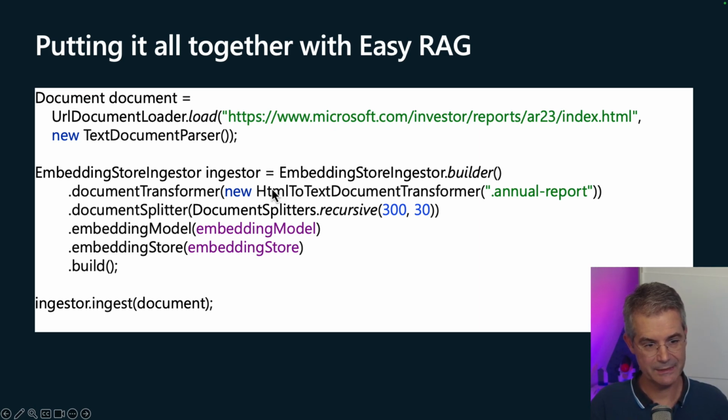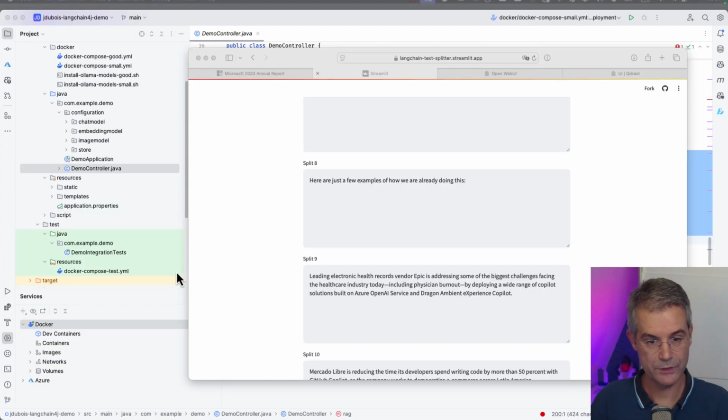First thing is taking the HTML coming from this CSS class. Then we're going to split it, as we said. So we use the recursive splitter with 300 characters per text segment, with 30 characters of overlap between two segments. We'll use an embedding model to transform this into vectors, and we'll store it into an embedding store. Well, let's have a look.